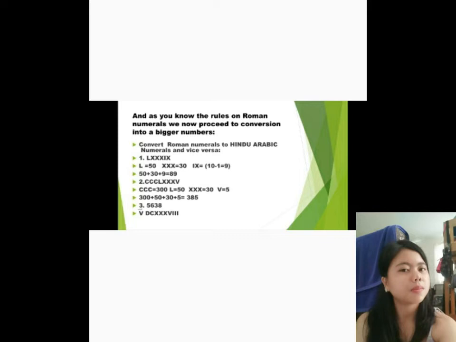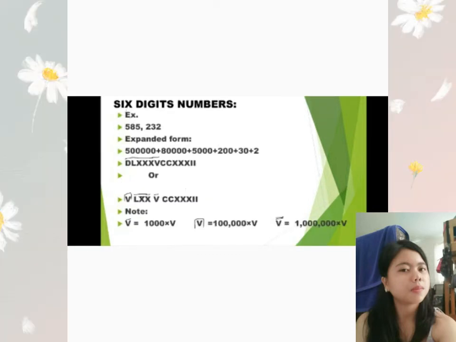Example number 2. CCCLXXV. So CCC is equivalent to 300, L is equivalent to 50, XXX is equivalent to 30, V is equal to 5. Overall, it will be 300 plus 50 plus 30 plus 5 is equal to 385.